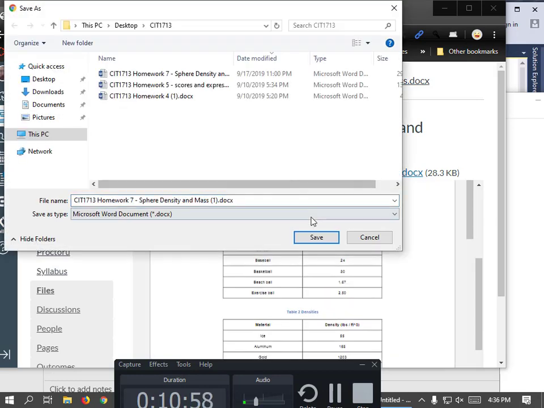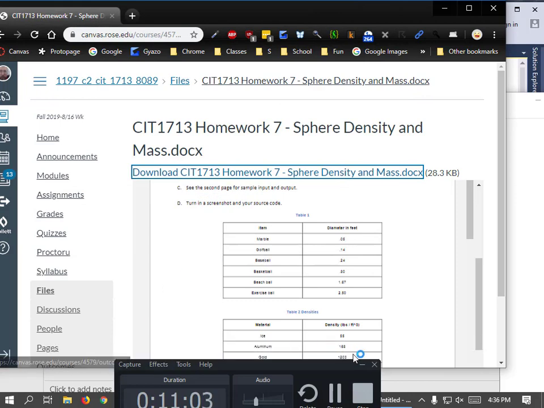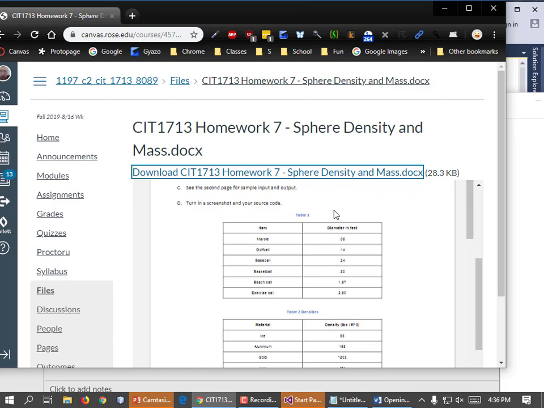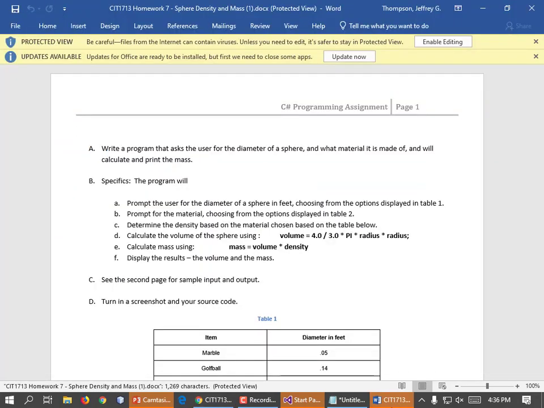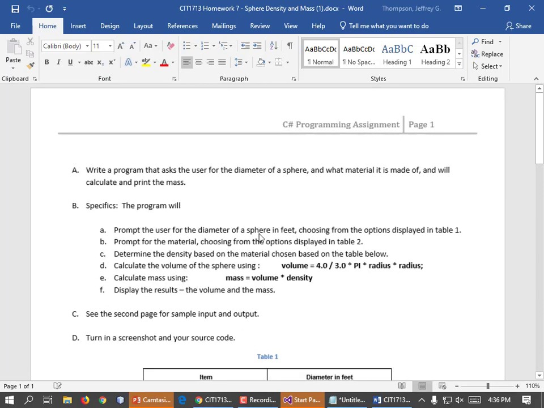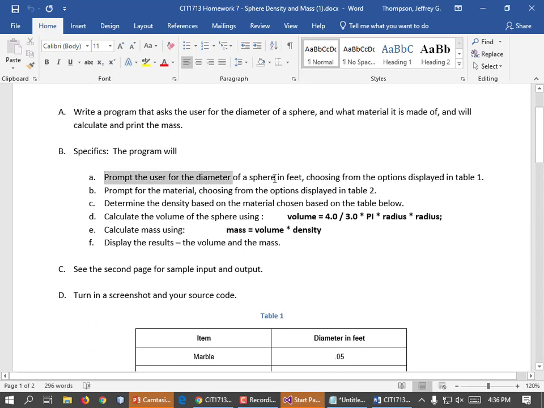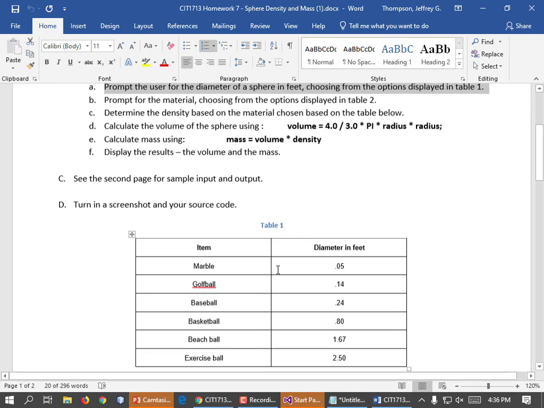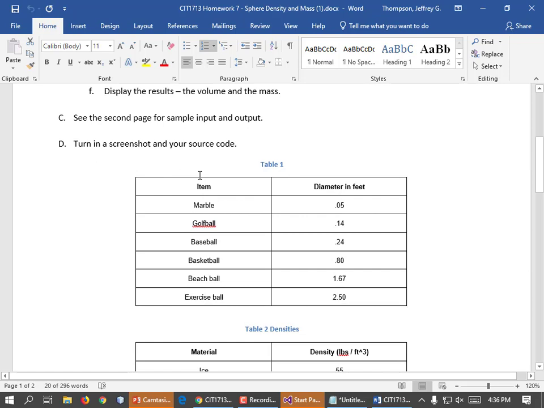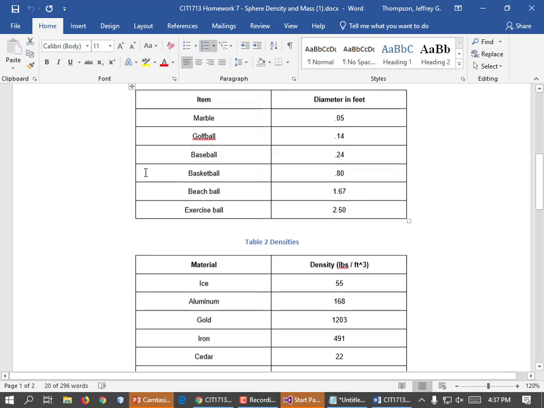Alright, so write a program that asks the user for the diameter of a sphere and what material it is made of, and we'll calculate and print the mass. So the program's going to prompt the user for the diameter of the sphere, choosing the options from here. I don't know why we don't just let them type it in. What if they want a sphere that's equal to 17 feet? Well, too bad. And then prompt for the material from these options.